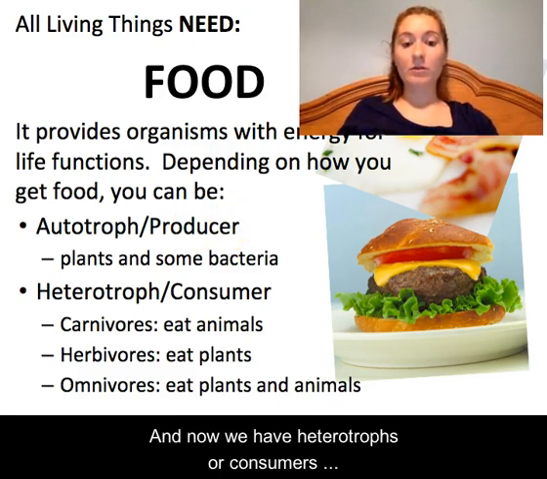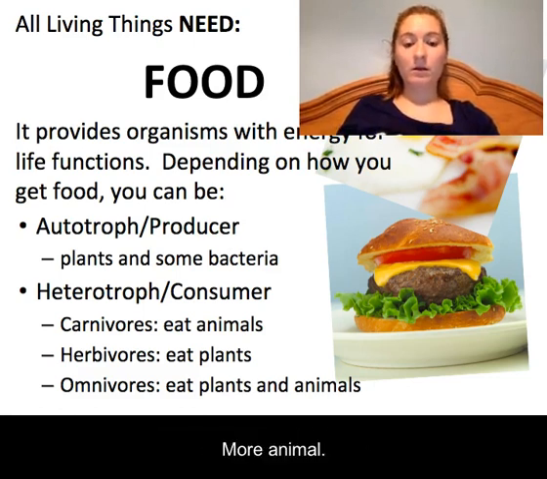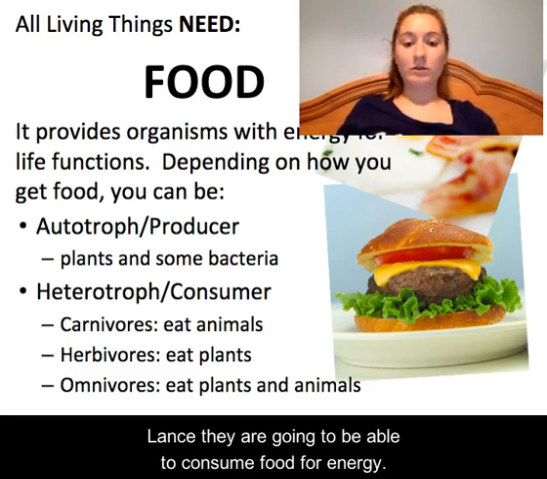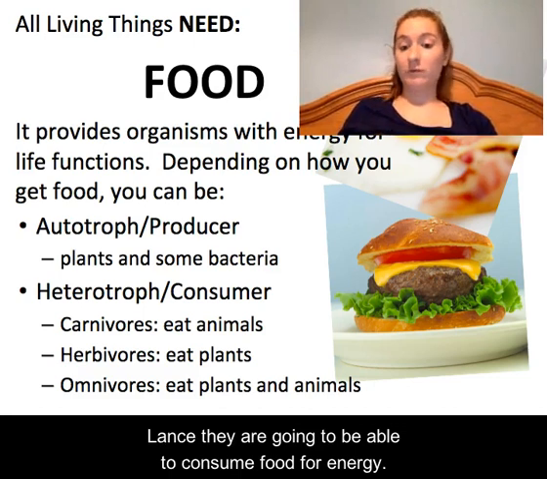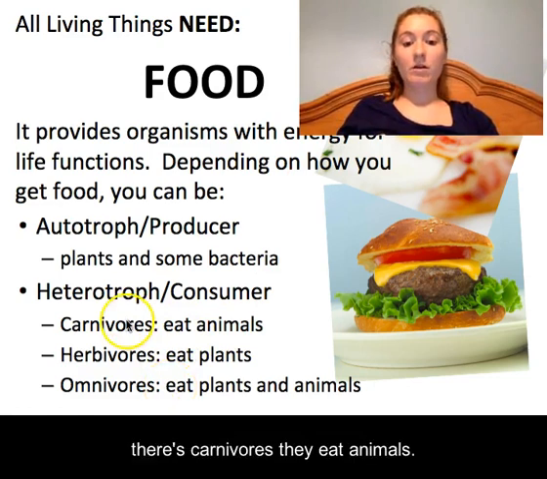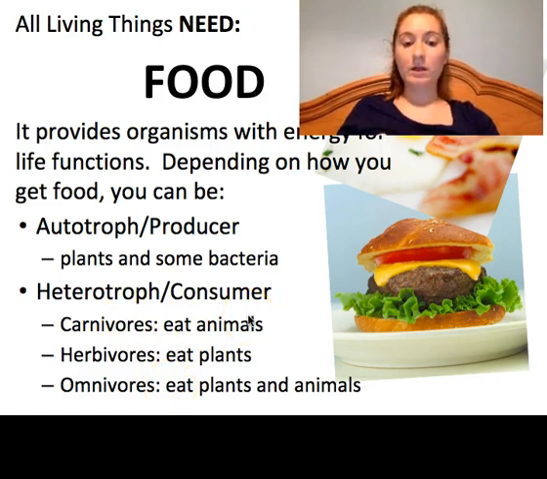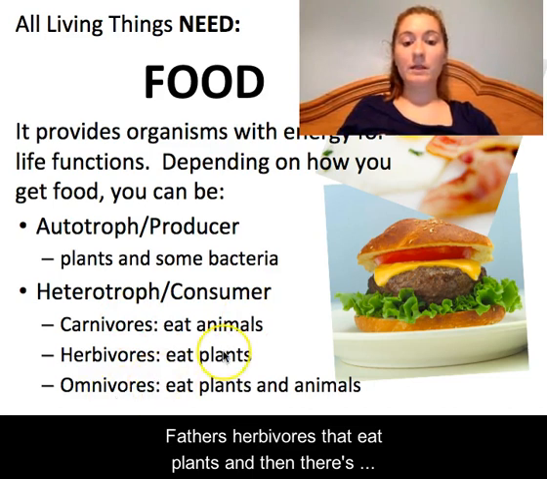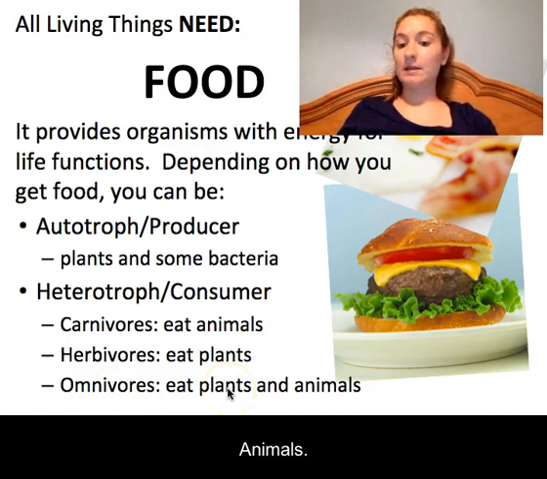And then we have heterotrophs, or consumers. That would be us, or animals. They're going to eat plants. They are going to be able to consume food for energy. So there's three types of consumers or heterotrophs. There's carnivores, they eat animals. There's herbivores, they eat plants. And then there's omnivores, they eat plants and animals.